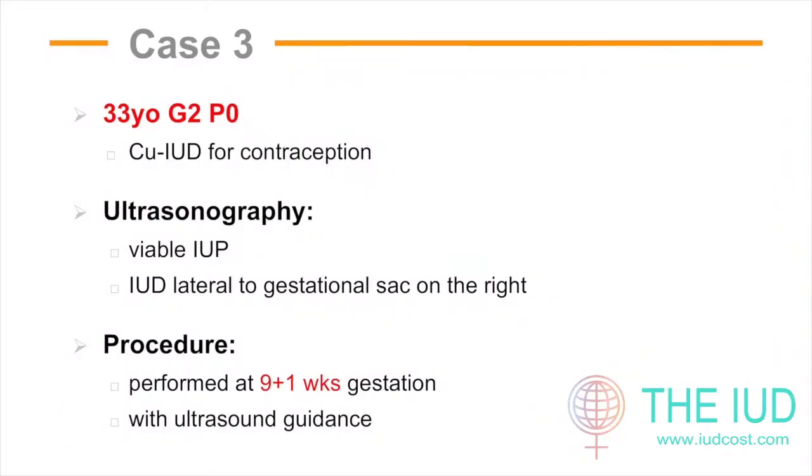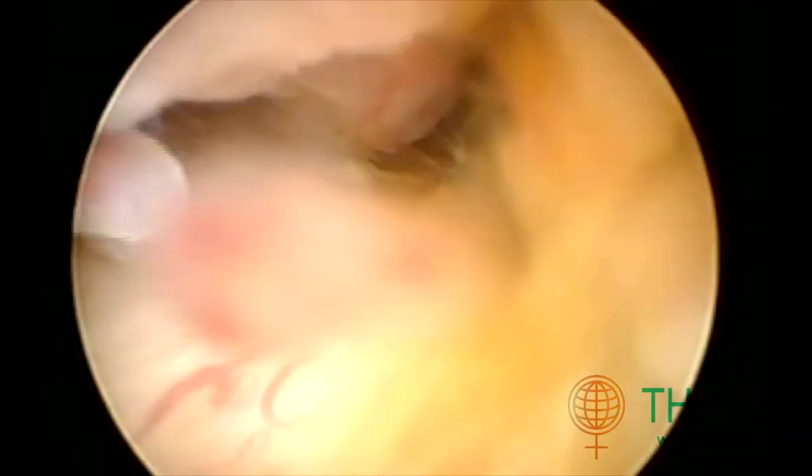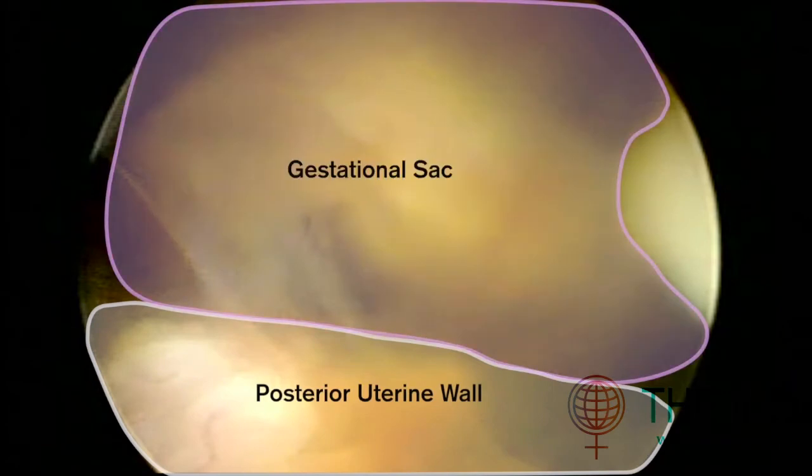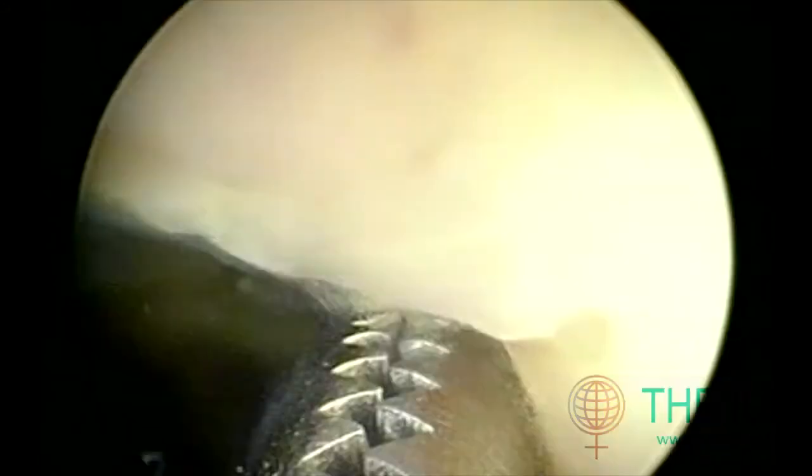Case 3 is a 33-year-old Gravida 2 Para 0 who had a copper IUD removed at 9 weeks and 1 day under ultrasound guidance. In this case, you see that as we obtain entry to the uterine cavity, the hysteroscope is not advanced any further. We then perform a gentle scan from one side of the uterine cavity to the other. This helps facilitate IUD identification without the need to advance the hysteroscope further into the uterine cavity. This reduces the risk of disrupting the gestational sac. This technique is useful when the IUD is believed to be located in the lower uterine segment.